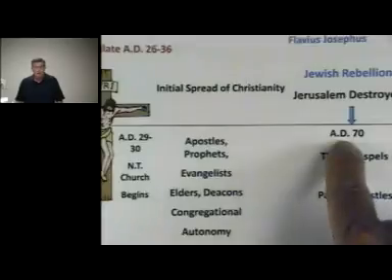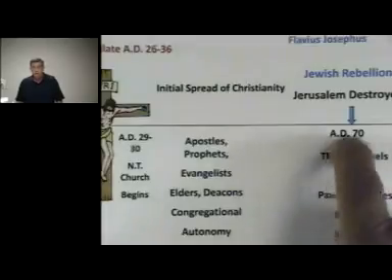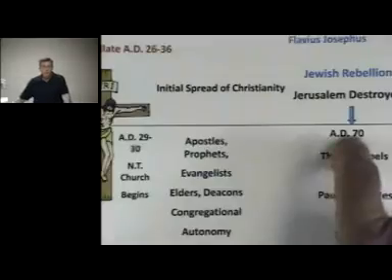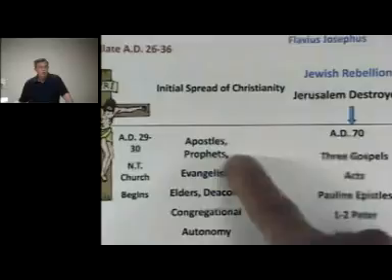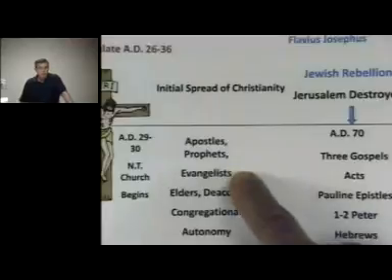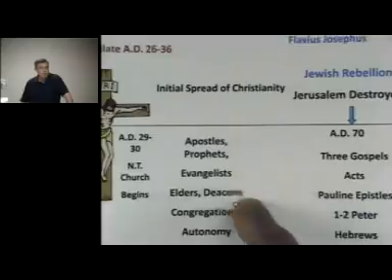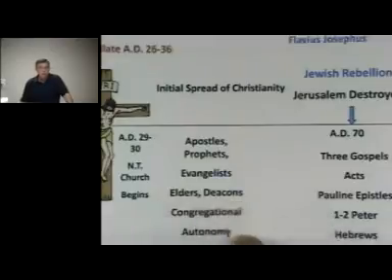Okay? During this time, you had living apostles. You had prophets that were speaking by inspiration and writing by inspiration. You had evangelists like Timothy and Titus running around. The first elders and deacons were appointed in congregations after those congregations were established. You had congregational autonomy, meaning each congregation was independent from all others.